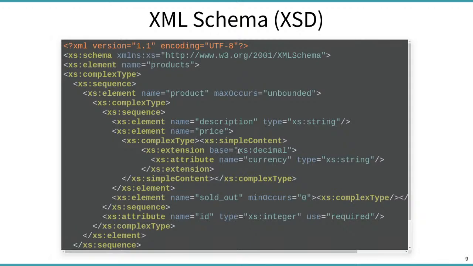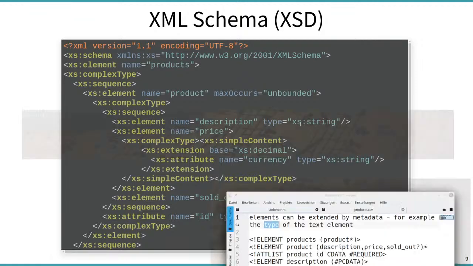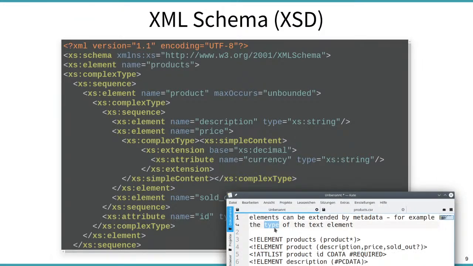Here we have data types. They are predefined data types. So xs is always something that belongs to the XML schema standard. So there's a data type decimal, there's a data type xs:string, there's a data type integer here, and so on, boolean. And you can write your own data types. You can extend existing data types and so on. So types are possible in XSD. Data types are not possible in DTD.